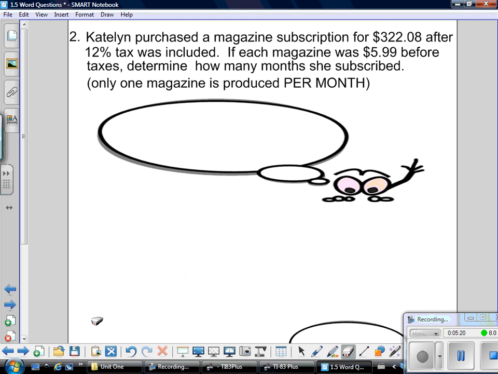Okay, so let's look at the next question. Now notice I have these thinking kind of things, because sometimes what happens is we do a lot of thinking and we don't write it down. But in order for you to understand what a mathematics person thinks, that's why I have these little thought bubbles.